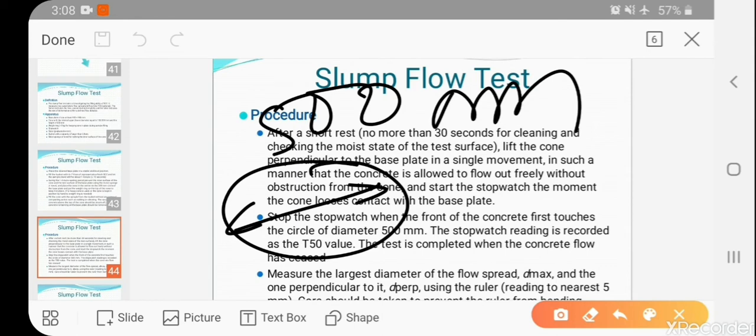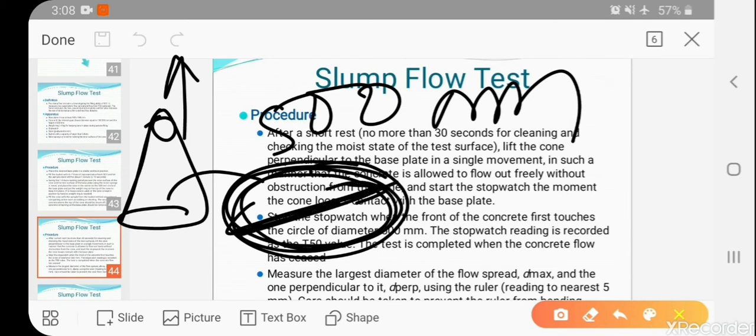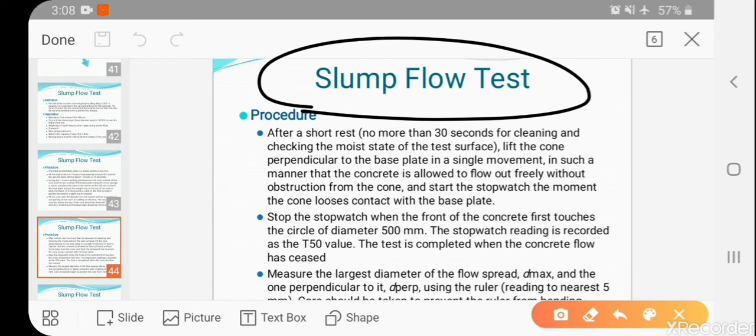In the previous experiment, we were not determining the diameter of the cone, we were just checking the height of the cone. Here, after lifting the cone, the concrete will spread over the leveled surface, and that diameter should be 500 mm. Then we can call it as the slump test is passed for a self-compacting concrete.